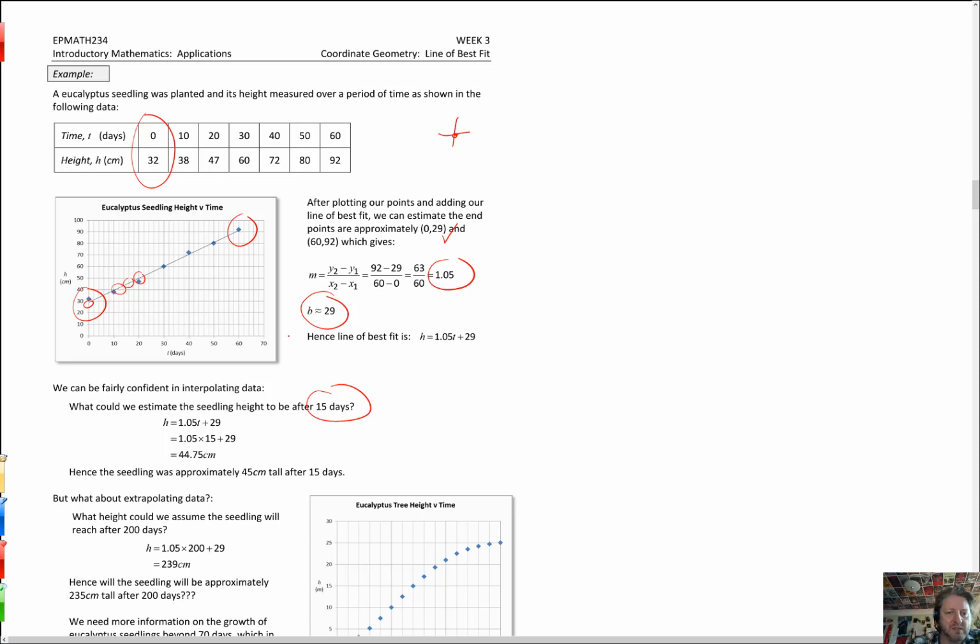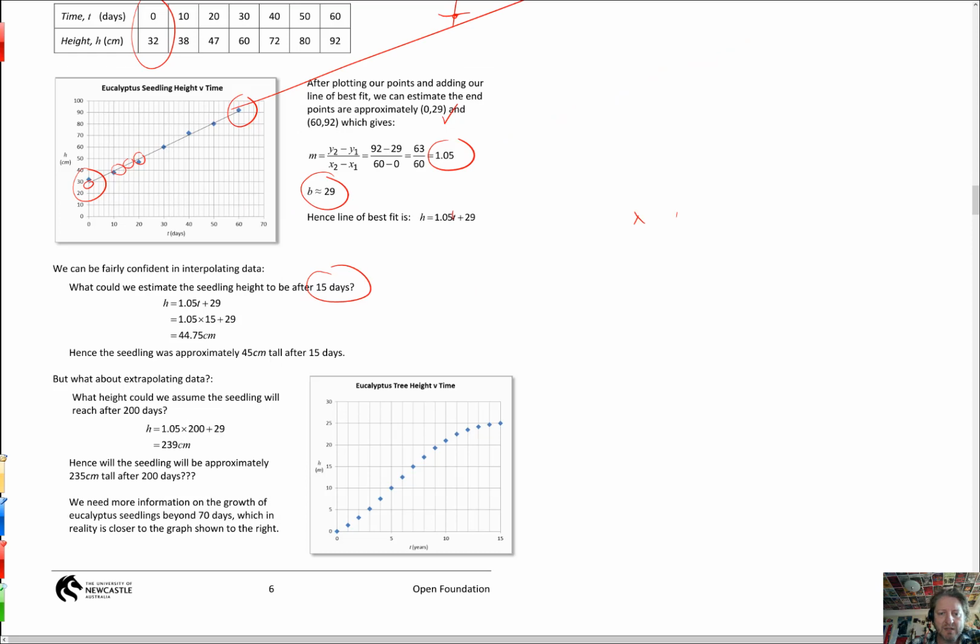But what if someone says, tell me the height of it after 200 days? I say, well, 200, that's 70, 140. It's out about here. Do I really trust that it's a straight line? Do eucalyptus trees really grow at the same rate forever and go infinitely high as long as they exist? No, they don't. The reality is it might be fit by a fairly straight line during the first 10 years, but after that you've got a sort of limiting height.